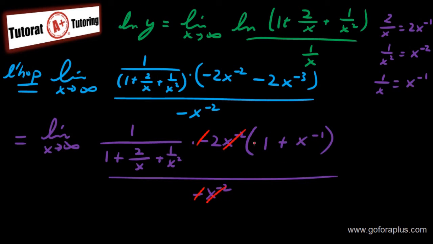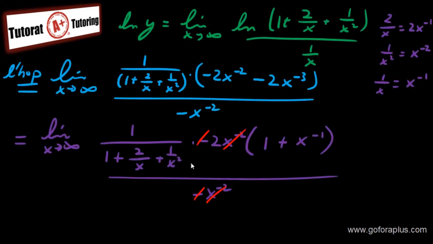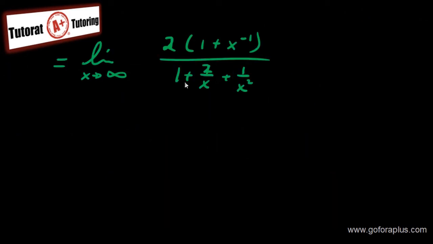Okay, so what does it give me here? What is left on top here? So let's look at this. I have limit of x approaching infinity. On top, I have 2 times 1 plus x to the minus 1, over 1 plus 2 over x plus 1 over x squared. Okay, this is basically what's left. And I move this on top of the fraction, and at the bottom is gone, right? So I don't need to write that anymore. So I have a fraction like this now.